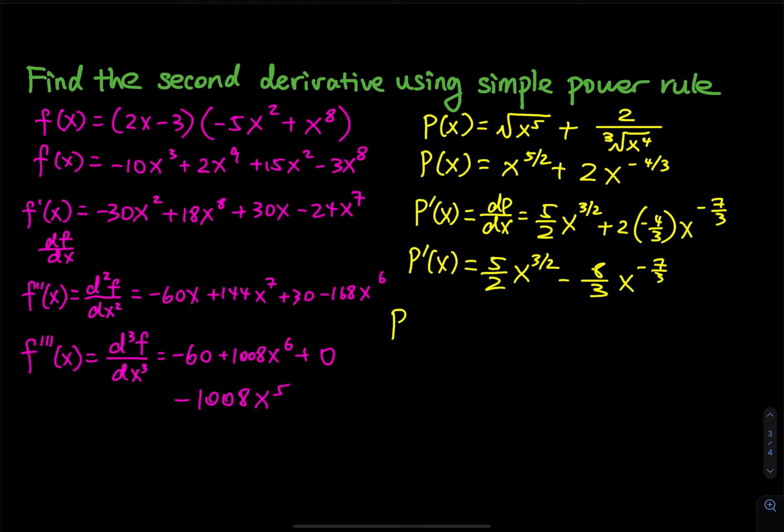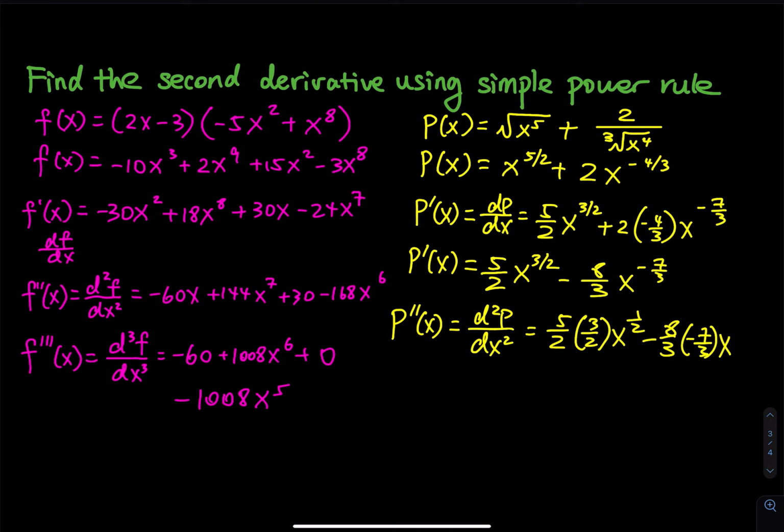And then the next one, double prime. That is the second derivative of p with respect to x. So that is 5/2. You bring the 3/2 down, and then x to the 3/2 minus 1, that is 1/2, and then minus 8 over 3. You bring the negative 7 over 3 down, and then x to the negative 7 over 3 minus 3, so that is negative 10 over 3.